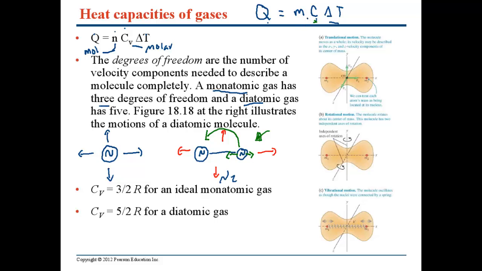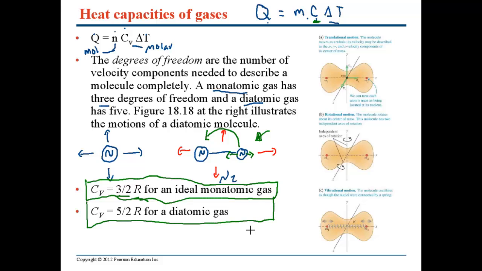What that means is this molar specific heat is going to be higher for a diatomic molecule, and it turns out that it's related to the degrees of freedom divided by 2 multiplied by that R right there. So here we have the molar specific heat for an ideal monatomic gas. You can see the 3 is related to the 3 degrees of freedom.